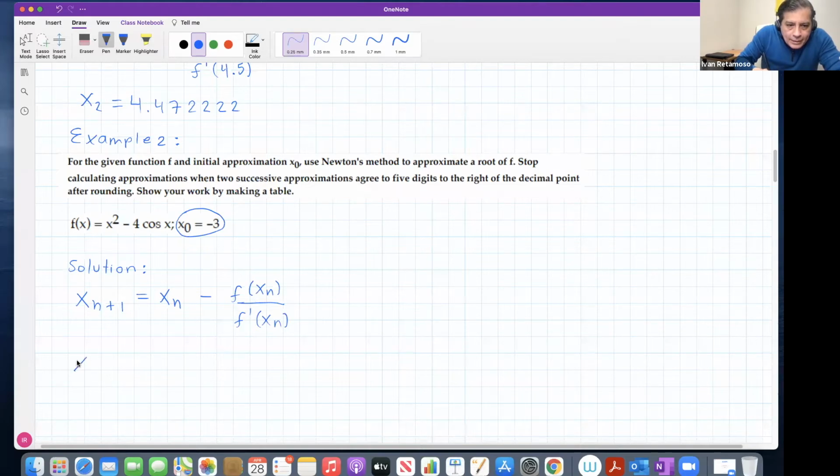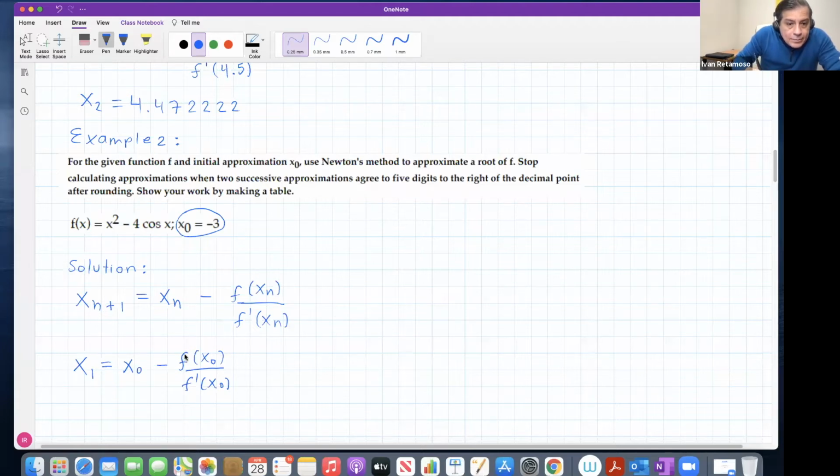Now, I'm going to start by getting x1 as usual. x1 will be equal to what? The previous x0, the initial guess in this case, minus f evaluated at x0 divided by the derivative evaluated at x0. This is what it is.